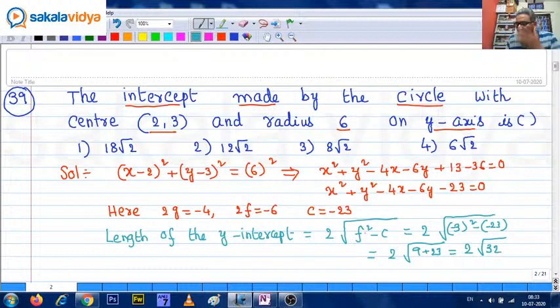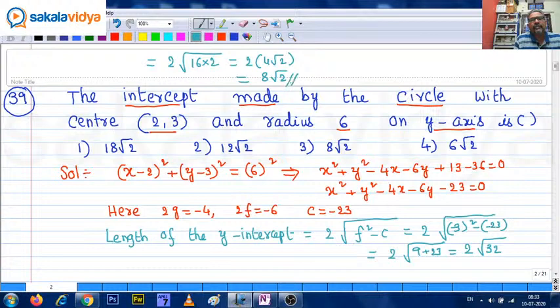32 is how much? 16 into 2. So this equals 2 times root of 16 into 2. This will be 4 root 2. 2 times 4 root 2 is equal to 8 root 2. This is the desired answer. So the third option is the desired one.